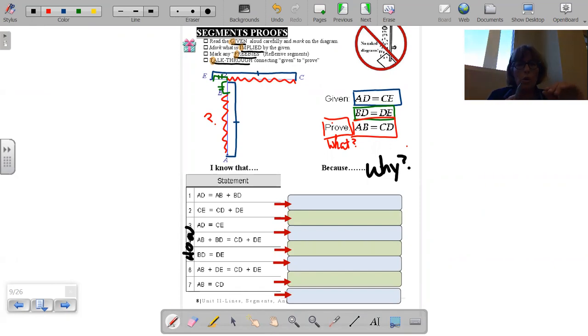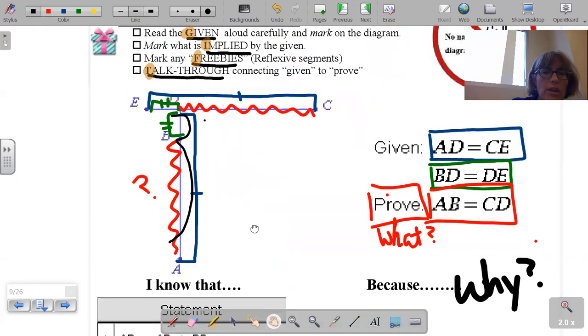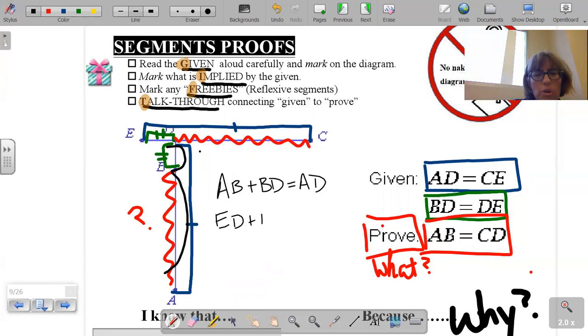So I'm going to walk through. Given, you put the information on the diagram. Implied, what is implied? One thing that's implied here is that little segments add up to big segments. So we know this is true. I know that AB plus BD equals AD. That's one thing that's implied. I also know that ED plus DC equals EC.